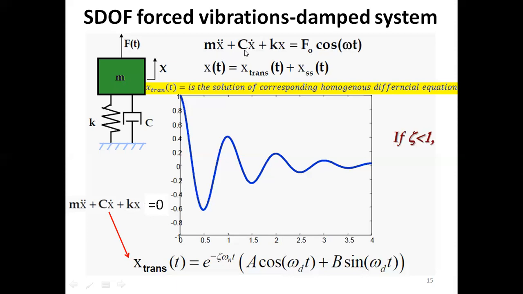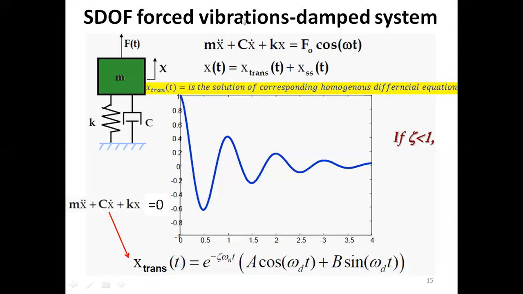C is the damping in the system, k is the stiffness of the system, m is the mass of the system, F0 cos omega t is the force of excitation, or simply excitation or forcing function, where F0 is the amplitude of the forced excitation and omega is the frequency of excitation.